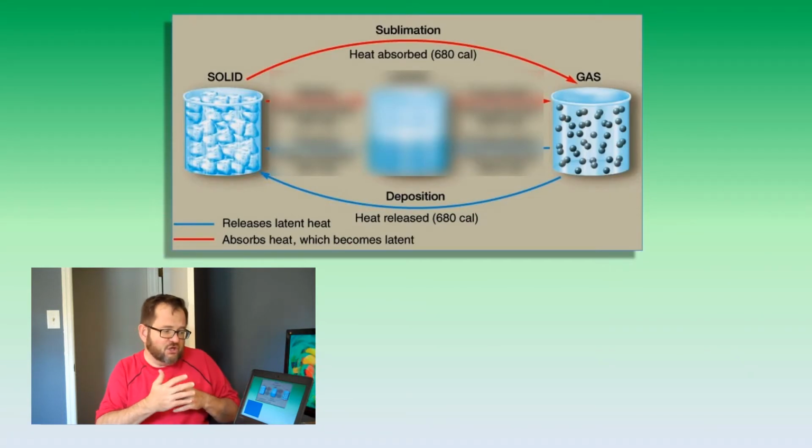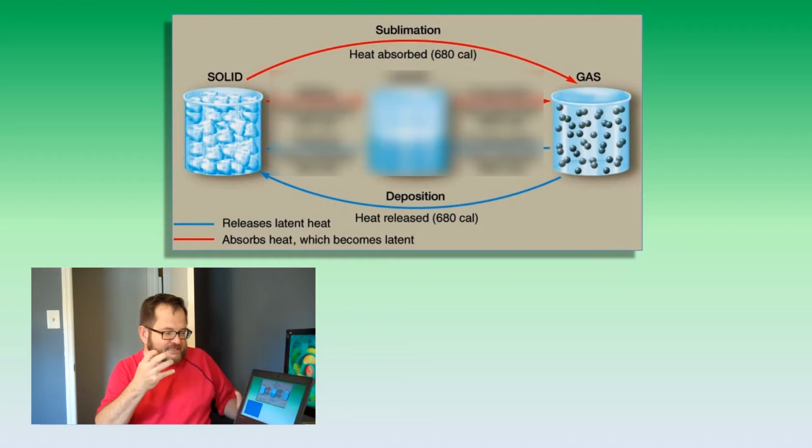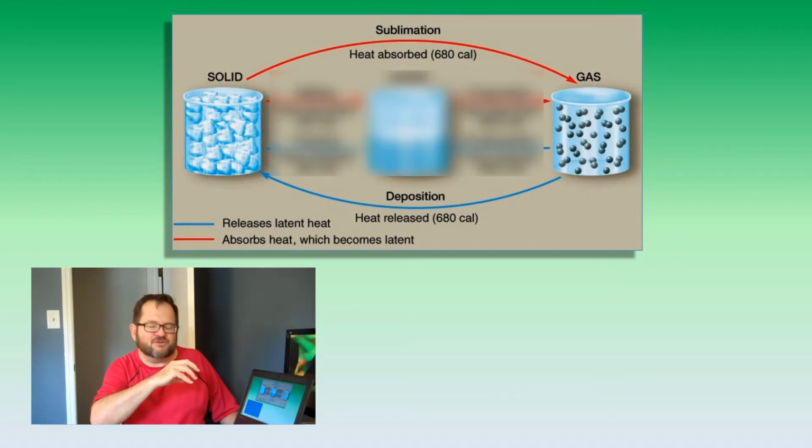So, deposition is a warming process as we release all of this heat back. Sublimation is a cooling process as we absorb heat from the environment.